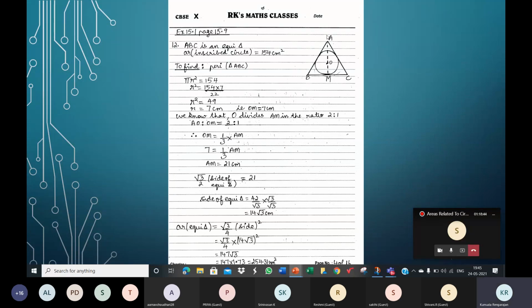Again, in every triangle, the altitudes and medians are concurrent. They'll go through the same point. But in other triangles, the centroid and the orthocenter will be two different points. But in an equilateral triangle, the point which is a centroid will also be the point of the orthocenter. That's what it is.